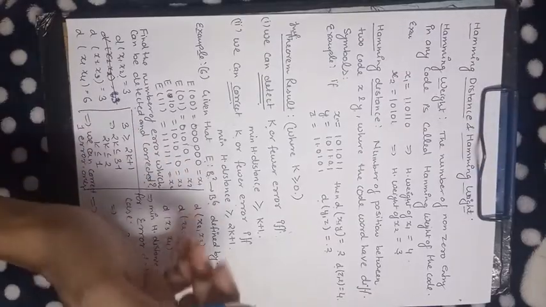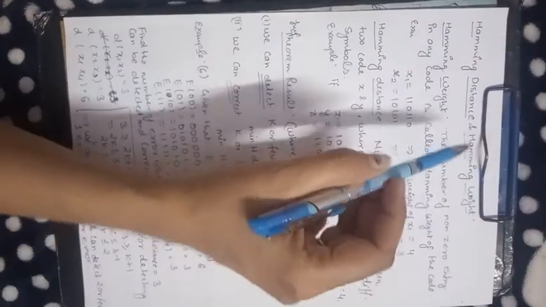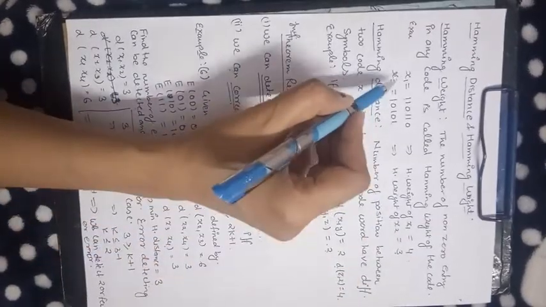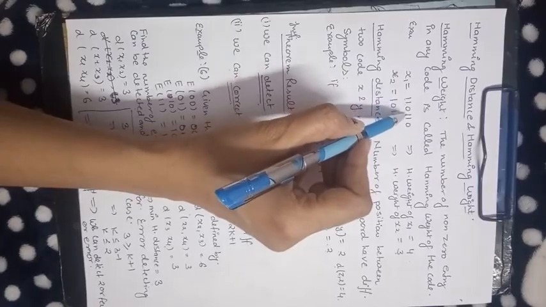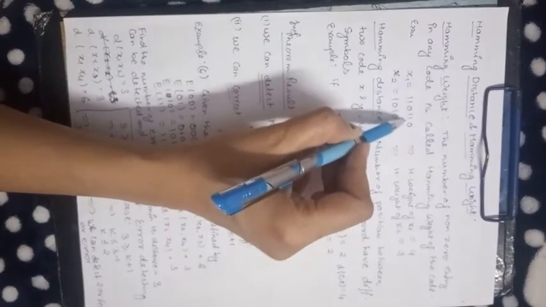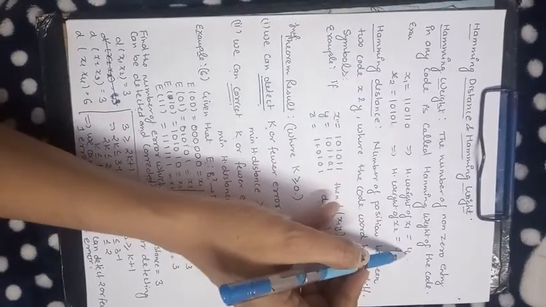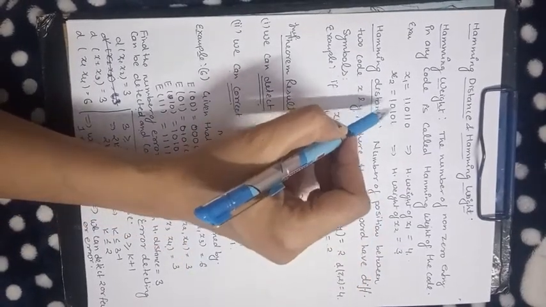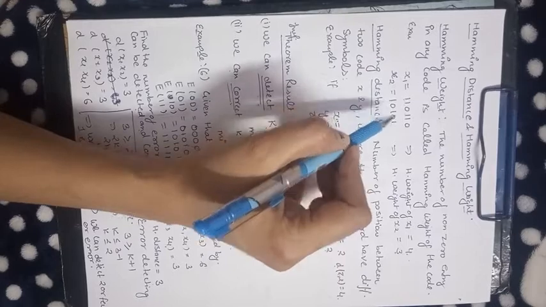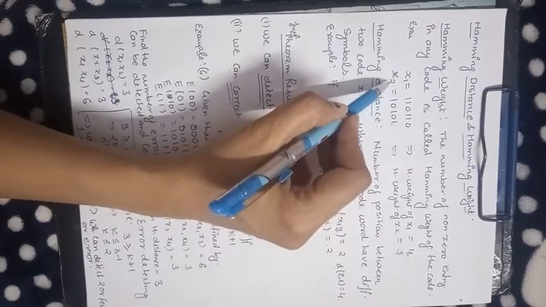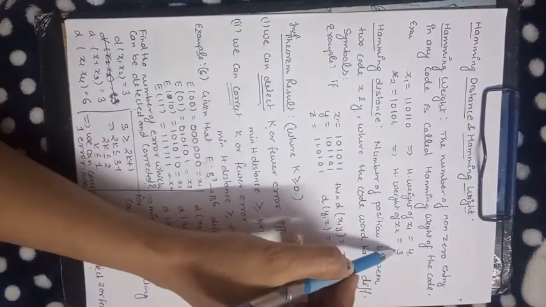Now the next very important definitions are Hamming distance and Hamming weight. Hamming weight means the number of non-zero entries in any code. Suppose x1 is equal to 110110. Now how many non-zero entries are in this code? 1, 2, 3, 4. That means the Hamming weight of x1 is equal to 4. Similarly, the number of non-zero entries in x2 is 110 1 and 1, that is 3. That means the Hamming weight of x2 is equal to 3.